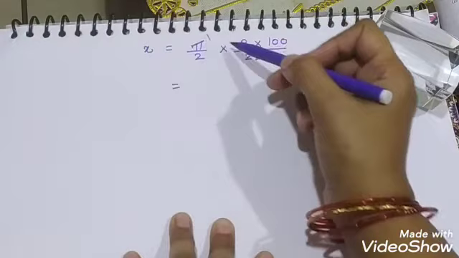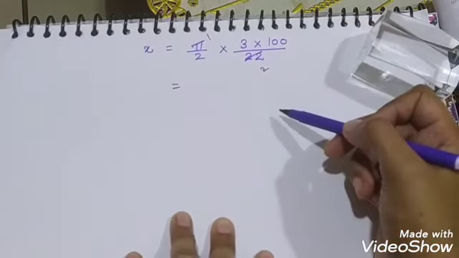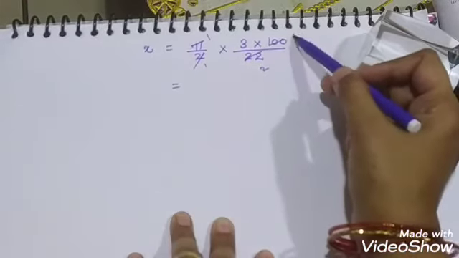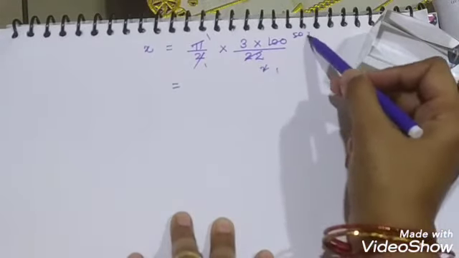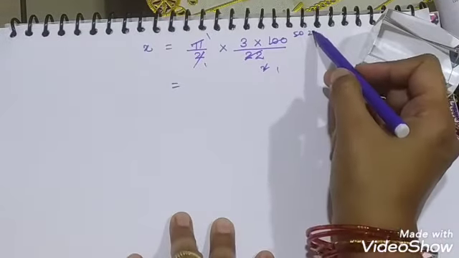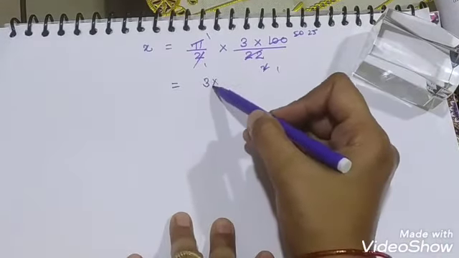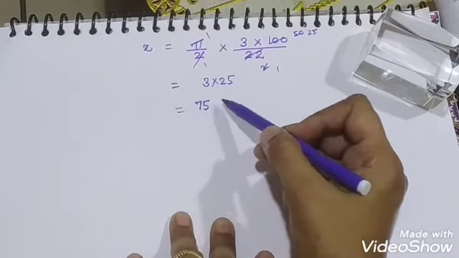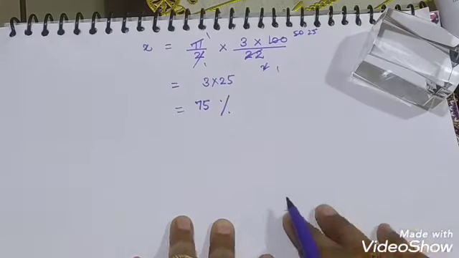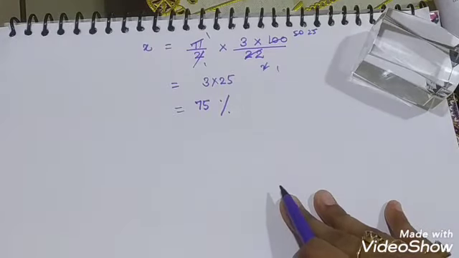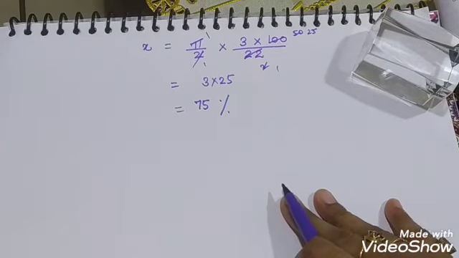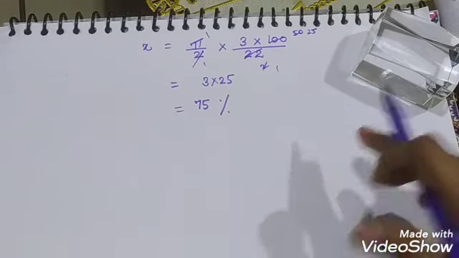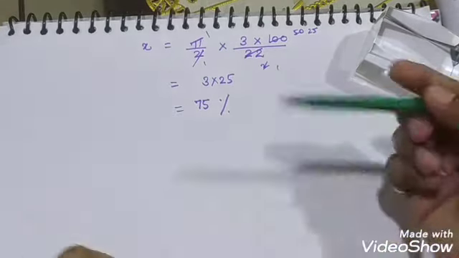See, 11 1s are 11, 11 2s are 22. Then 2 1s are 2 and 2 50s are 100, then 2 1s are 2 and 2 25s are 50. So it is 3 into 25, which will give you 75, and x is in percentage. So your answer is 75%. Means 75% of 7 whole 1 upon 3 meter is 5 whole 1 upon 2 meter, and this is your answer.